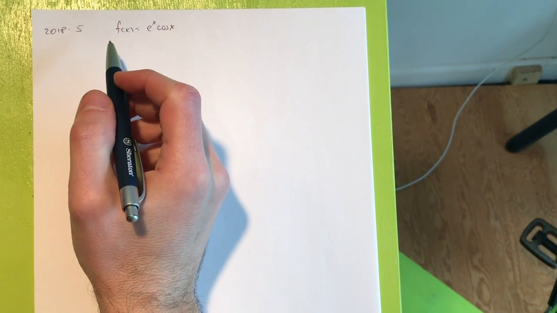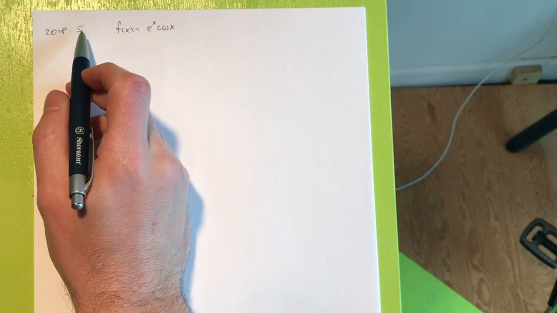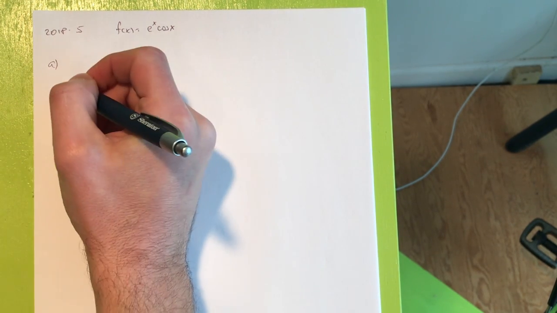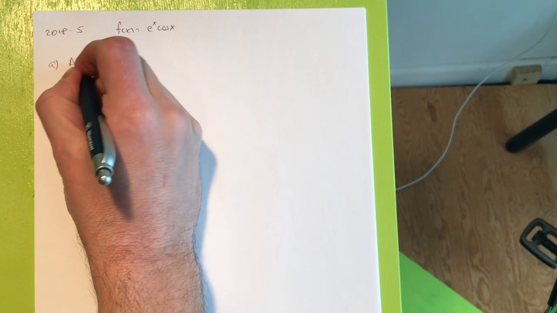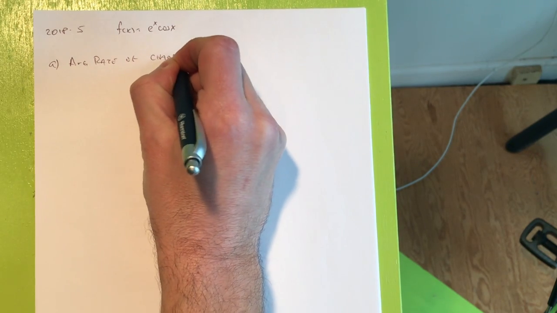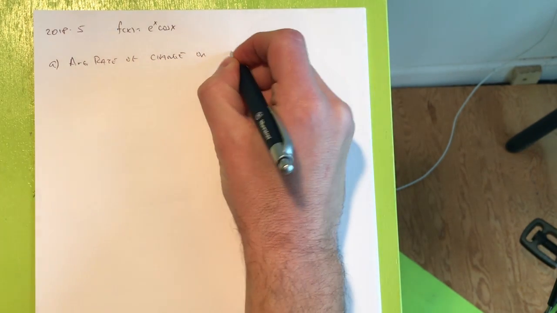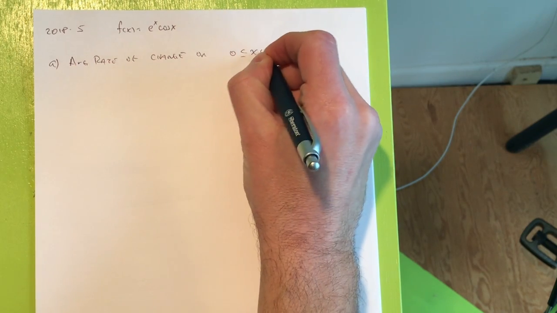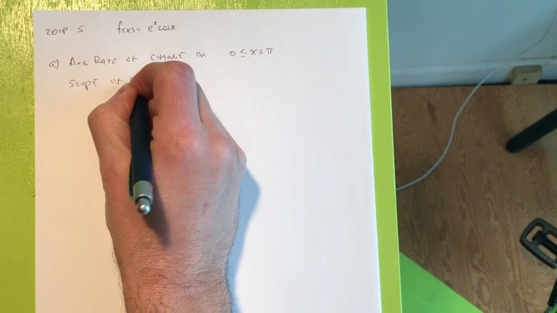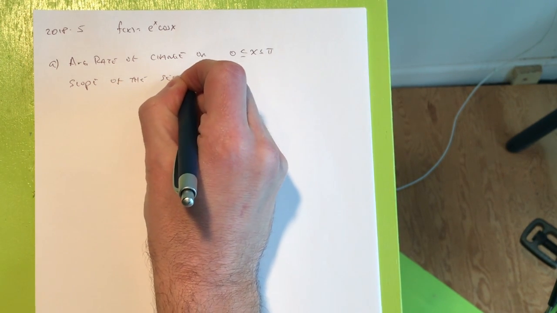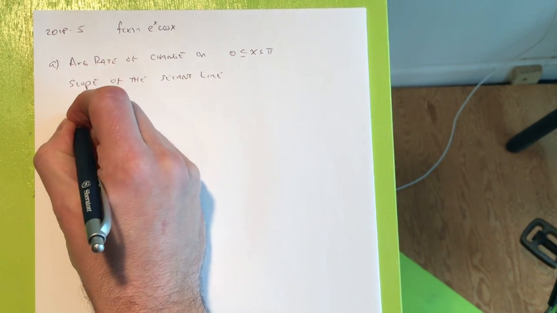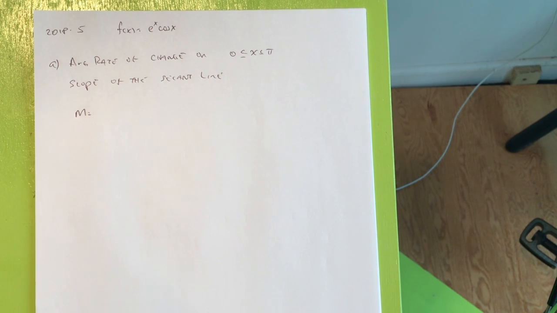And the second one, 2018 test number 5, we're given f of x is e to the x times cosine of x. First part, we want to find the average rate of change on 0 less than or equal to x less than or equal to pi. This is the slope of the secant line. So whatever that looks like, we want the average rate of change. That's the slope from the endpoints.